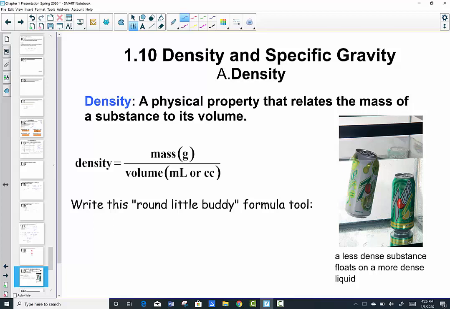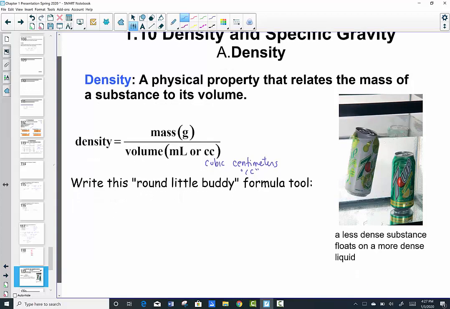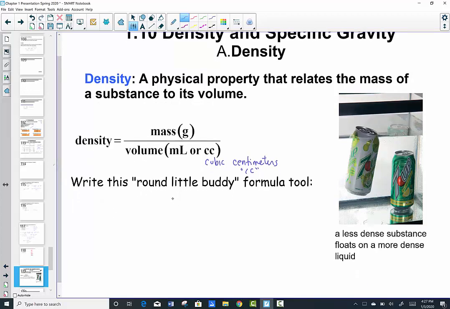Its formula, density, is found by taking mass, measured in grams typically, divided by volume, which is measured in mLs or cubic centimeters. That's what cc stands for. But we need a mass over volume unit. So as we practice, I often like to use these little algebra helpers, and I'm going to call this a round little buddy, or it's just a formula tool.